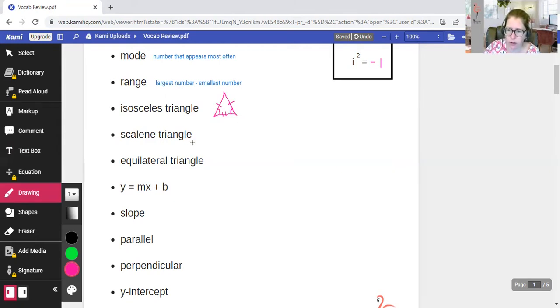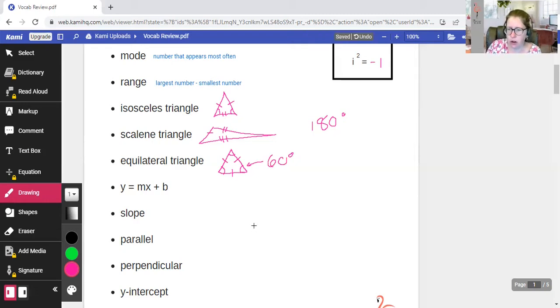Then we have a scalene triangle. Scalene just means that everything is different. 1, 2, 3. All right, and notice these hatch marks I'm doing here. This is something I always do on the test to make sure that I am clear about what's going on. And then last, we have our equilateral triangle. Sounds like equal, and that's what it means: all the sides are equal and all the angles are equal. And remember, triangles add up to 180 degrees. So for the angles that are all the same, 180 divided by 3 is 60 degrees.